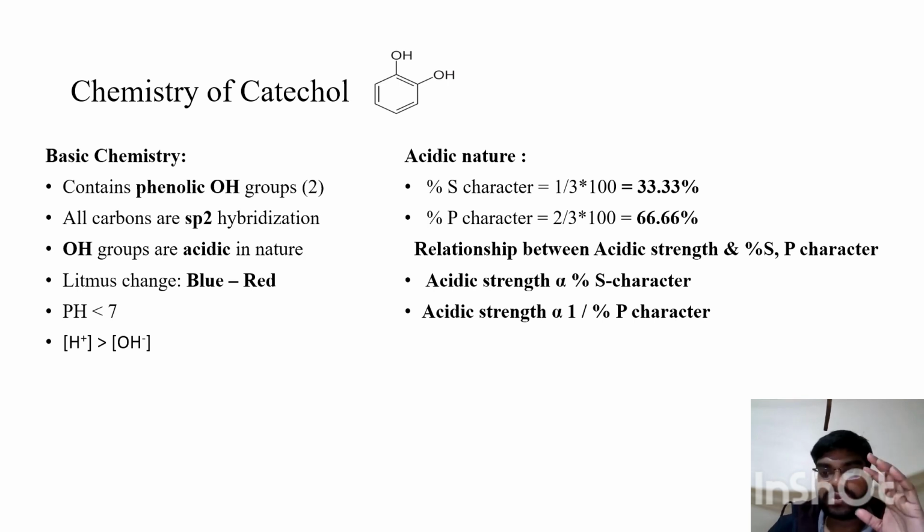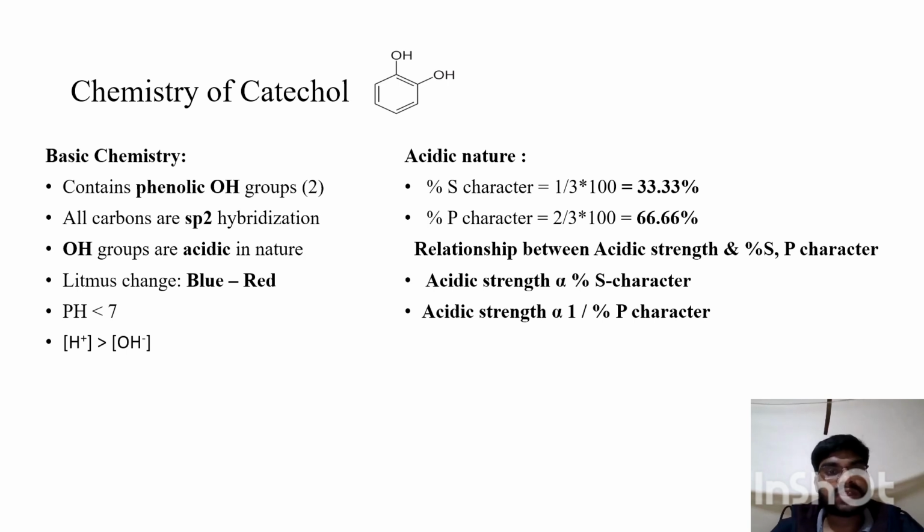So in phenolic OH, the OH group is attached to an sp2 hybridized carbon. In alcoholic OH, the OH group is attached to an sp3 hybridized carbon. So that is the difference between an alcohol and a phenol.